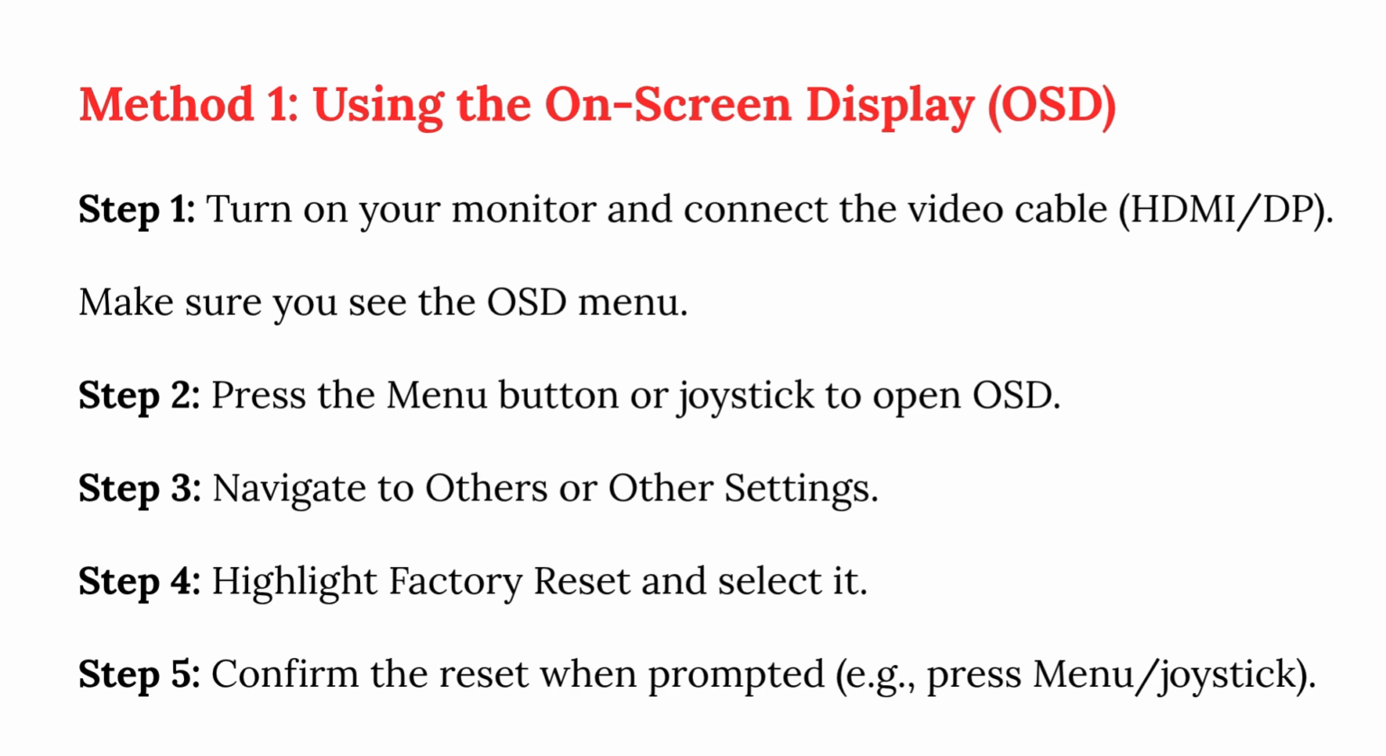Step 1. Turn on your monitor and connect the video cable, HDMI or DP. Make sure you see the OSD menu. Step 2. Press the menu button or joystick to open OSD.